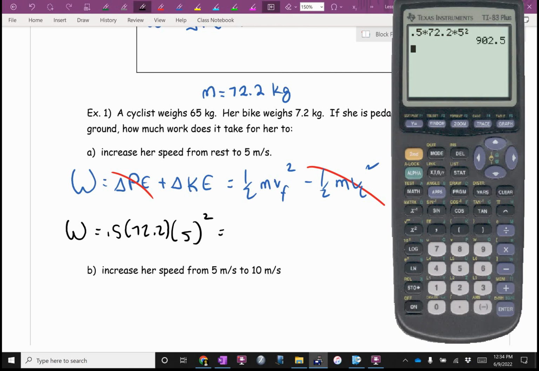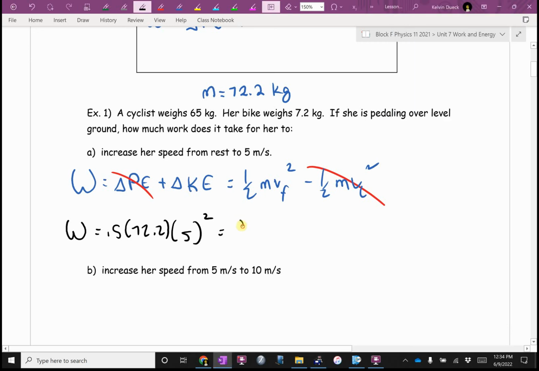I got 902.5, double check me. You want to type this because then you can backspace and edit shortly and do some quicker stuff. Is that right? 902.5? Work, joules.